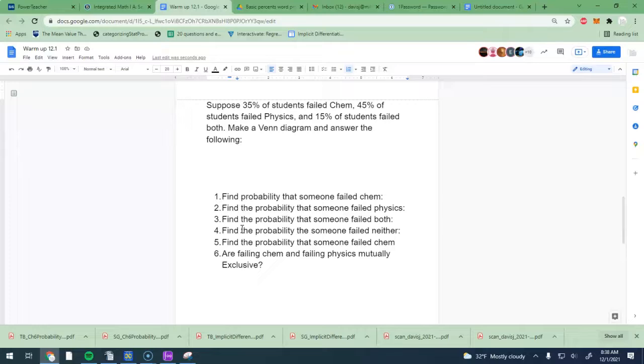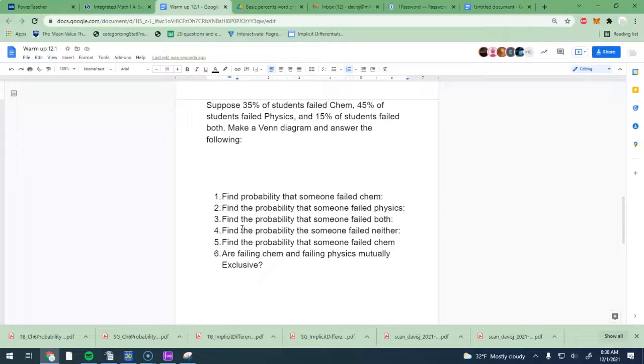Same idea with the other one. The physics circle has to be 45%. I've already used 15% of that. There's only 30% left. And then this whole box has to add up to 100%. So you've got to put a number somewhere in the space on the outside. Right now I've got 20, 50, 30, so 65% on the inside, so then 35%. What did these 35% do? They passed both, right? They didn't fail either class.